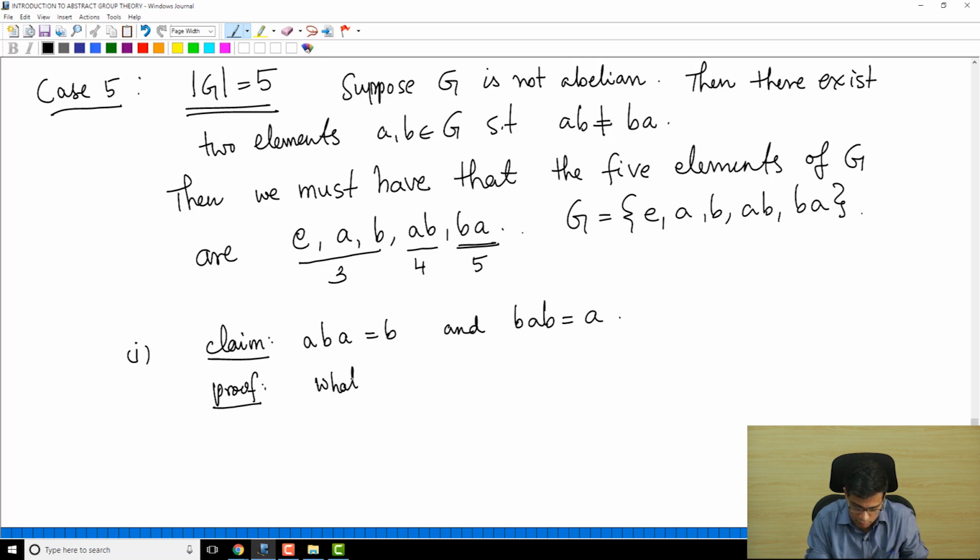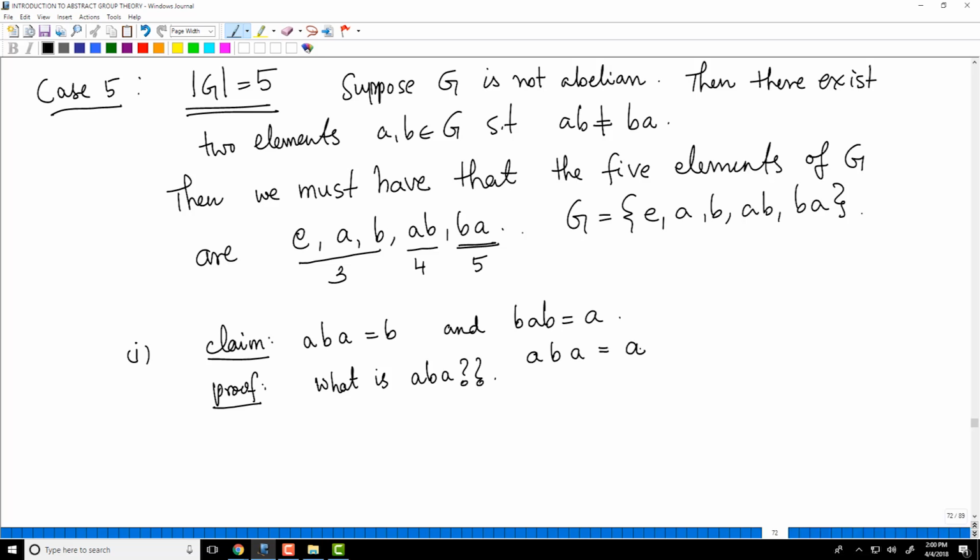So, what is ABA? Remember, ABA is an element of the group. So, it must be one of E, A, B, AB or BA. So, suppose we have 5 possibilities, right. ABA is A, let us say. Okay. So, then just look closely at this equation. We can read this in 2 ways. I am going to consider each possibility.